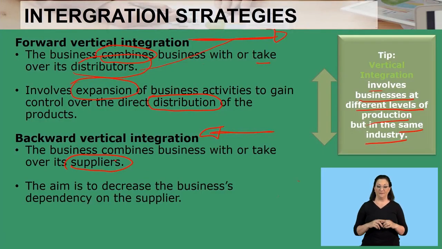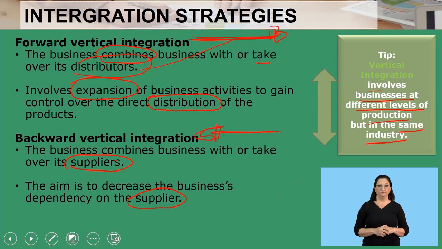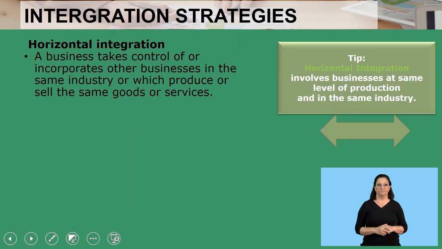Let's carry on. We are still on backward vertical integration. The aim is to decrease the business's dependency on the supplier. As a business, we don't want to depend on the supplier, but what do we want to do? We want to be our own suppliers, basically. So as mentioned, forward vertical, we are moving forward, and backward vertical, we are moving backwards. Then the last one under integration strategies, we've got horizontal integration strategy.